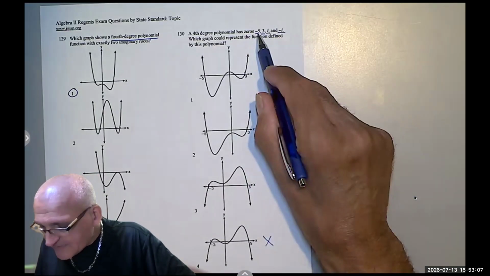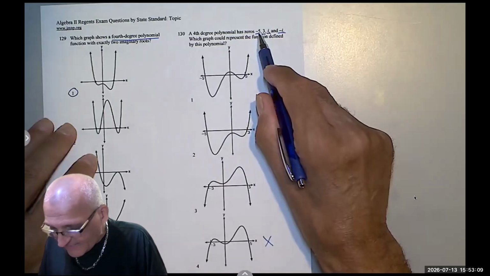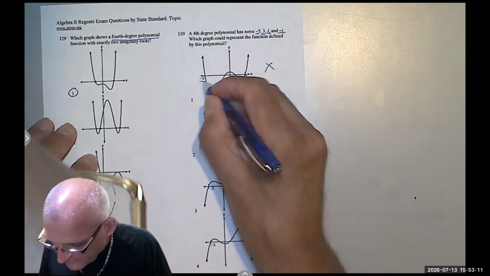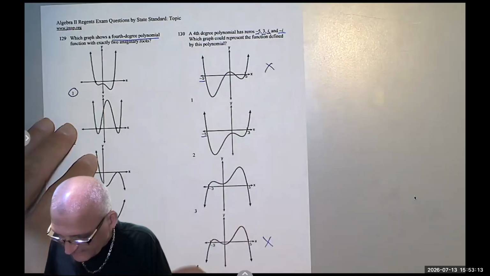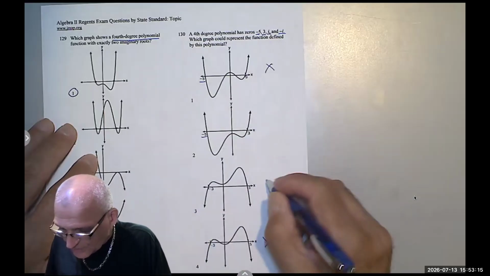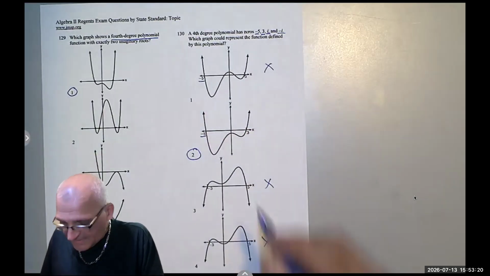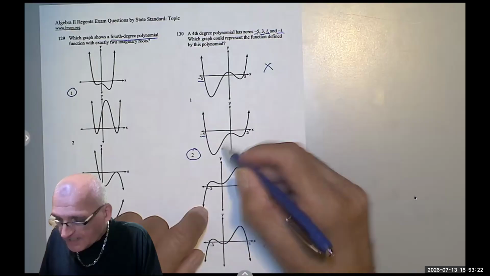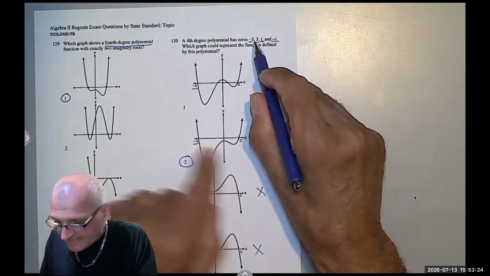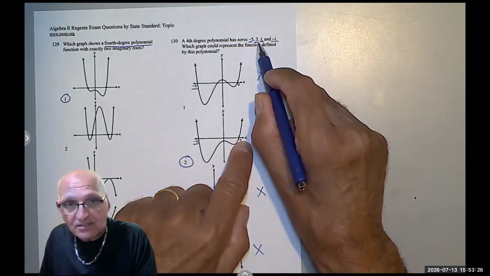It tells me one of the zeros is at negative 5. That's negative 5. That's negative 5. And those are negative 3. So it couldn't be this. It must be number 2. It has two imaginary. It passes at negative 5 and positive 3. So it's number 2.